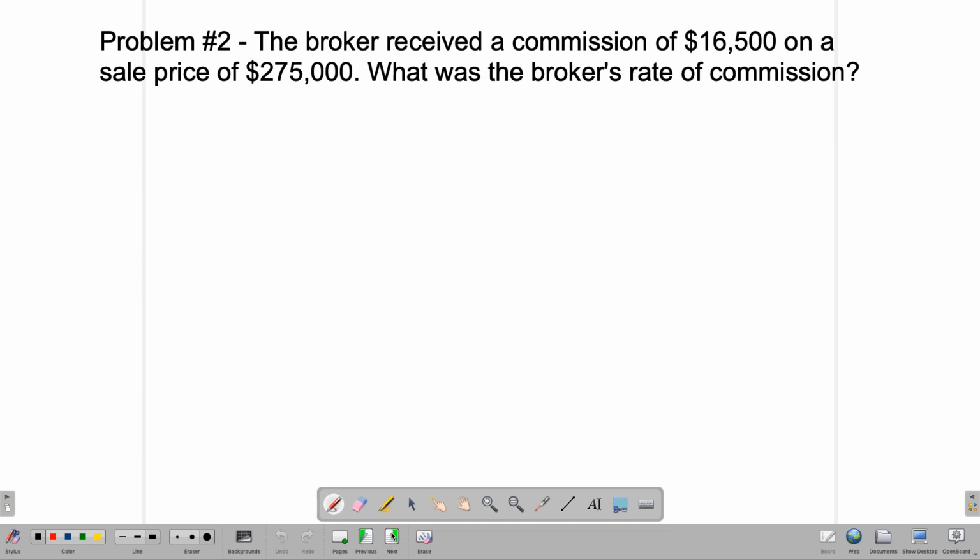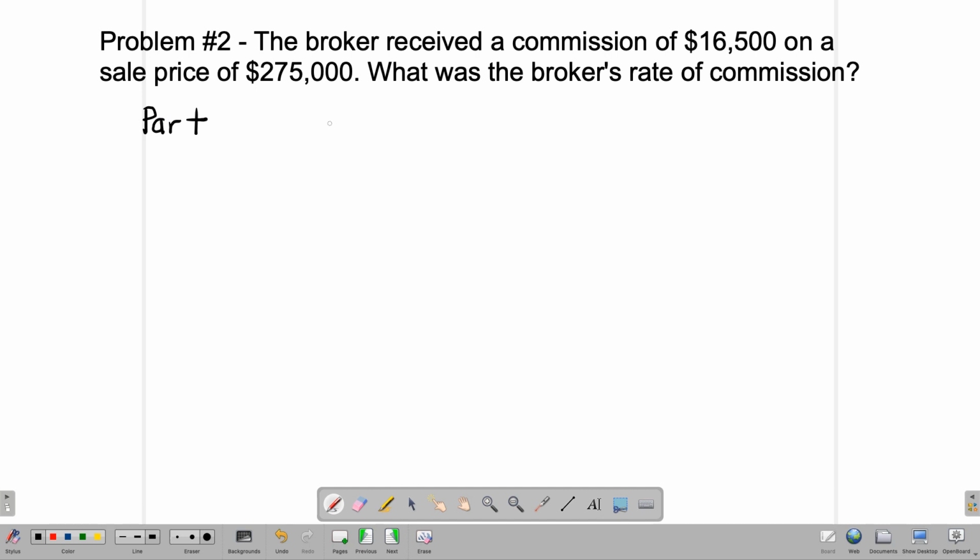Okay, so problem number 2. The broker receives a commission of $16,500 on a sales price of $275,000. What was the broker's rate of commission? So in this case here, we want to use this same equation. As you see, we're going to try to use the same equation for all the problems and just modify it where it fits.